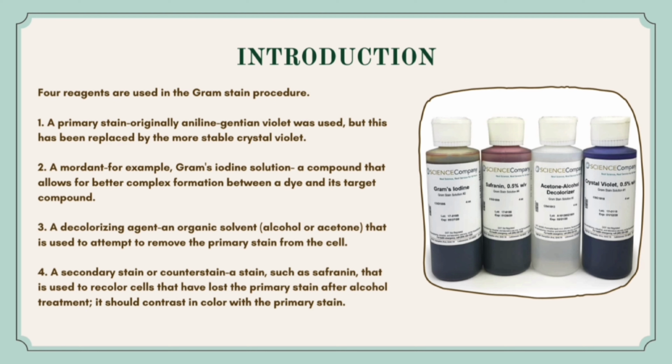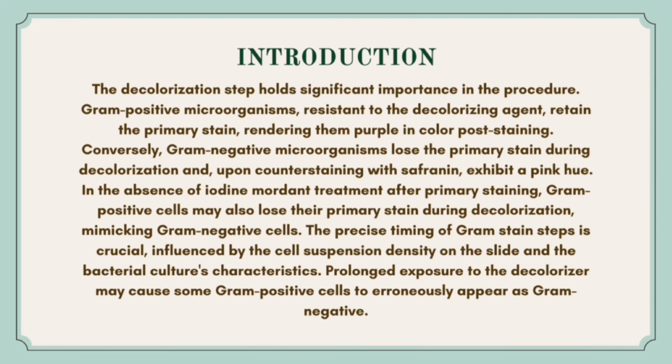In the Gram stain procedure, there are four reagents used, which are crystal violet, iodine solution, alcohol or acetone, and safranin. The decolorization step holds significant importance in the procedure. Gram-positive microorganisms resistant to the decolorizing agent retain the primary stain, rendering them purple in color post-staining. Conversely, Gram-negative microorganisms lose the primary stain during decolorization and, upon counter-staining with safranin, exhibit a pink hue.